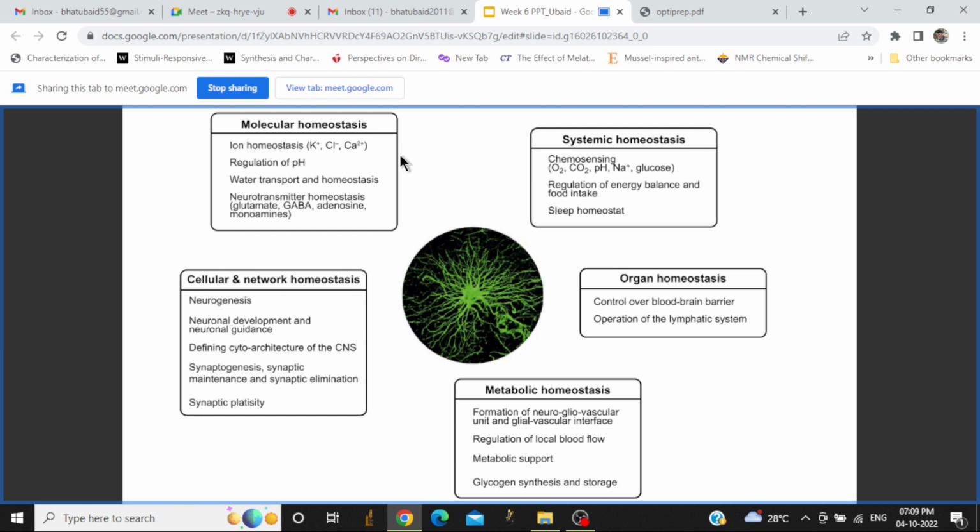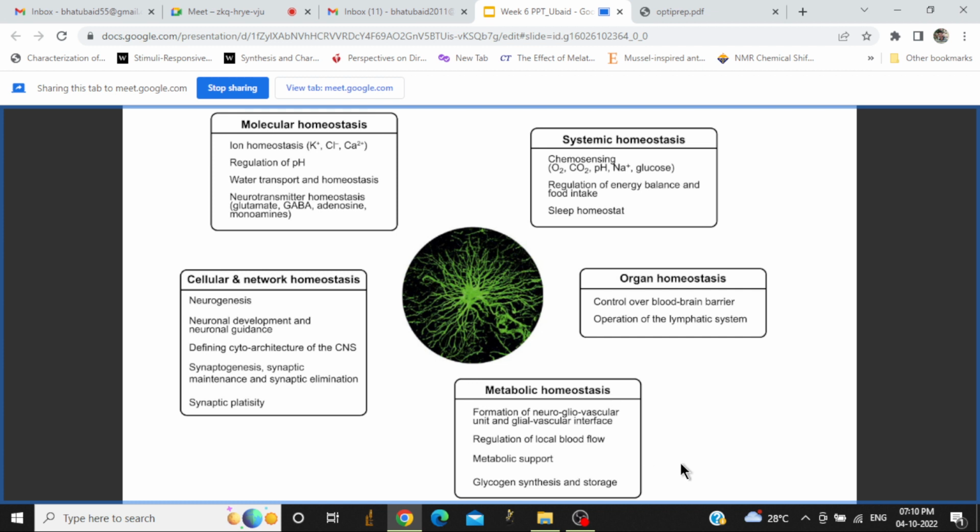These astrocytes also regulate the pH in the central nervous system. They also regulate water transport homeostasis, and neurotransmitter homeostasis. How much of these neurotransmitters should be excreted? All this is regulated by these astrocytes. At the cellular level, they also regulate homeostasis. They help in neurogenesis, how much neurogenesis should take place in the nervous system. Neurogenesis means formation of new nerves, and for neuronal development or neuronal guidance, these astrocytes have a role. They also have a role in synaptogenesis and maintenance of synapses. So they have a role at the cellular level also, and they also have their role in metabolic homeostasis.